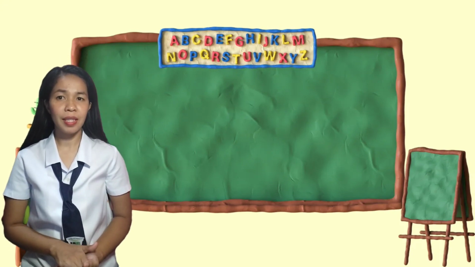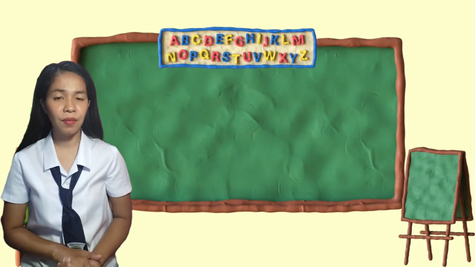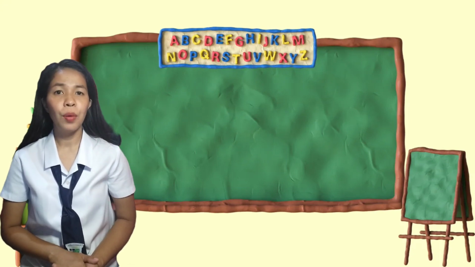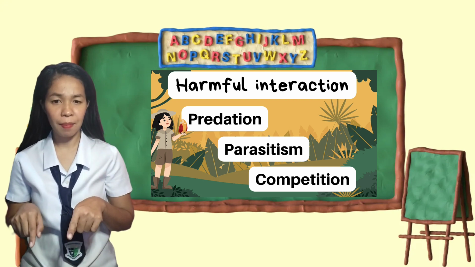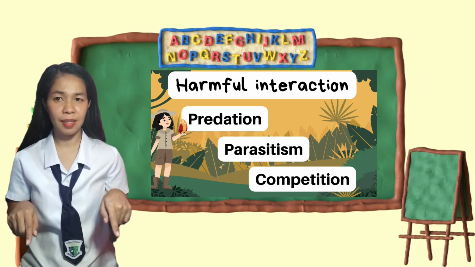Now, let's discuss the harmful interaction among living things in their environment. We have the predation, parasitism, and the commensalism.